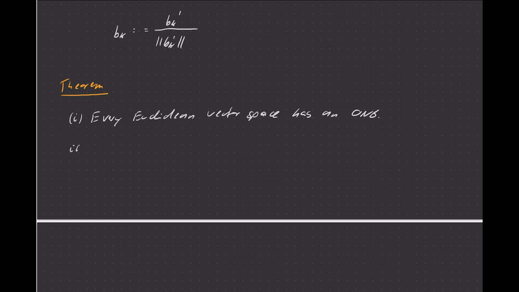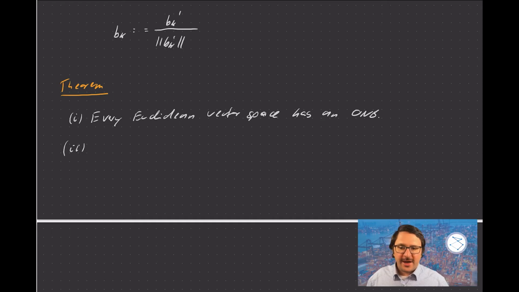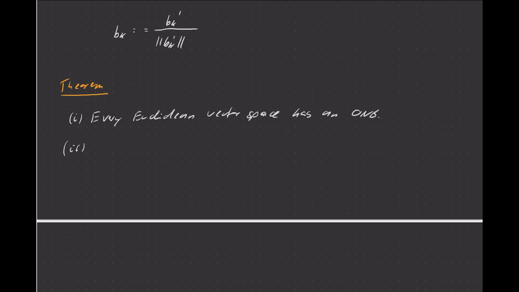And the second consequence is, if we have a Euclidean vector space and a subspace of that, then we can always find a basis of the whole space, that is an ONB, such that the first part of that ONB is an ONB of the linear subspace, and the second part is then an ONB of the orthogonal complement of that subspace. Let's write it down. That's probably easier if you write it down slowly.